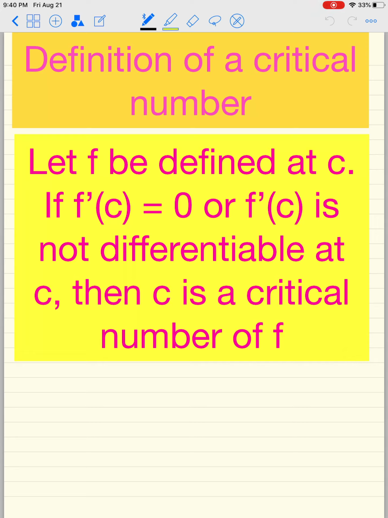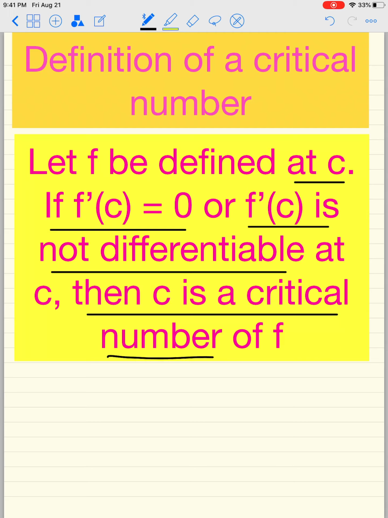Well, imagine you have a function called f, okay? If there is some place C such that the derivative is equal to 0 or the derivative is not defined, okay? So it's not differentiable. So it's either the derivative is equal to 0 or the derivative is undefined, then what we call C is a critical number, okay? So we need to know this critical number in order to help us find relative extremas.